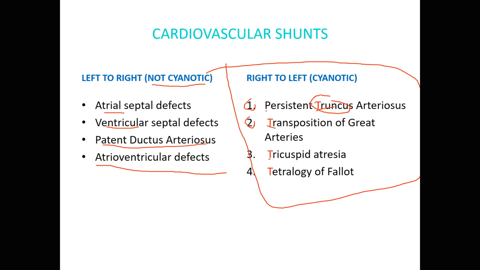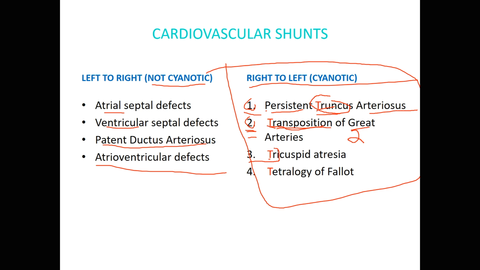So just imagine you have one tree, and it has one trunk. So in one trunk, if you have persistent truncus arteriosus, meaning your aorta and your pulmonary trunks never divided, and it's just one giant trunk, that's going to lead to right to left shunt. Now you have another T. So now you have transposition. So now your aorta is attached to your right ventricle and your left ventricle is attached to your pulmonary trunk. So they switched. So now you have transposition of the two great vessels. So one trunk, 2 great vessels, or great arteries.